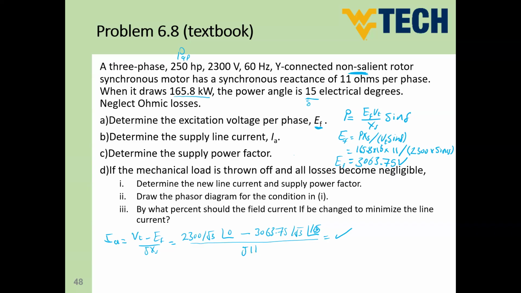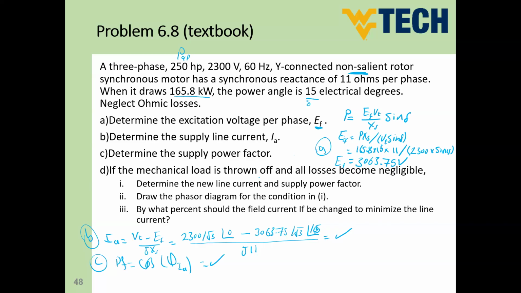Part B, sorry, part C. So this is A, this is B. And C, determine the supply power factor. Actually, you got here the current and angle. So the power factor is going to be cosine the phi of the armature current. So you would get here the current with angle, so you can calculate this power factor.